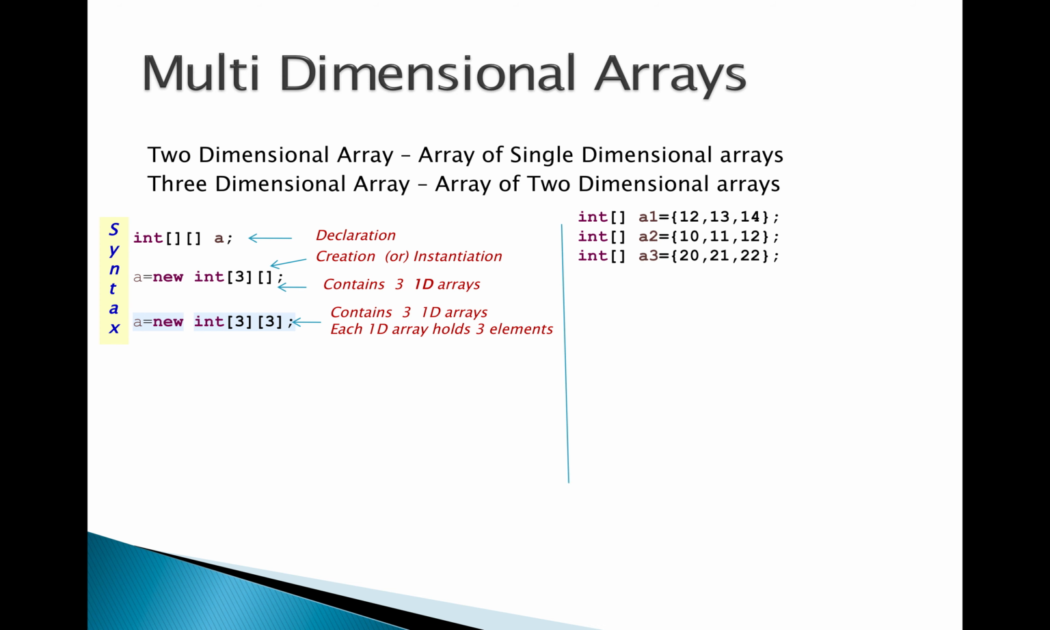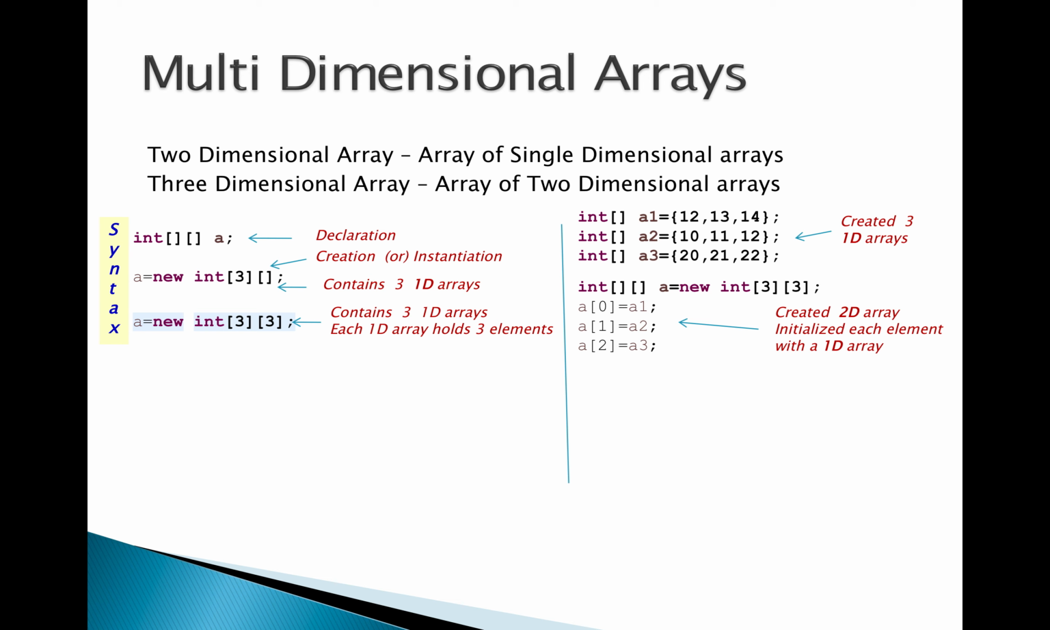The next thing is trying to create these arrays. Look at it. There are 3 one-dimensional arrays: A1, A2, and A3. A1 is a one-dimensional array which is containing 3 integers. A2 is a one-dimensional array containing another 3 integers. A3 is containing another 3 integers. So 3 one-dimensional arrays.